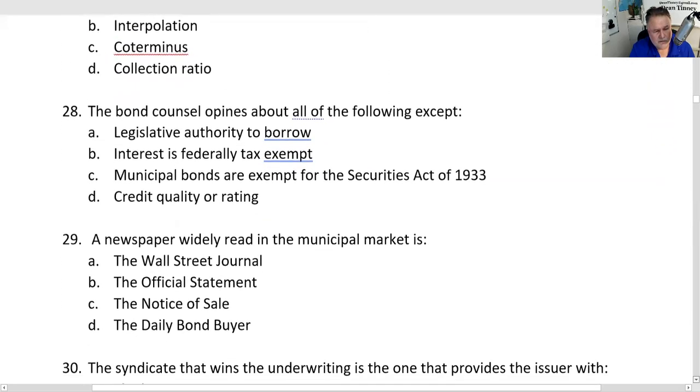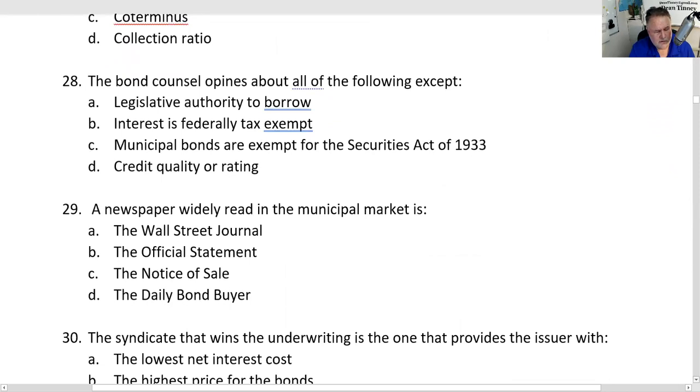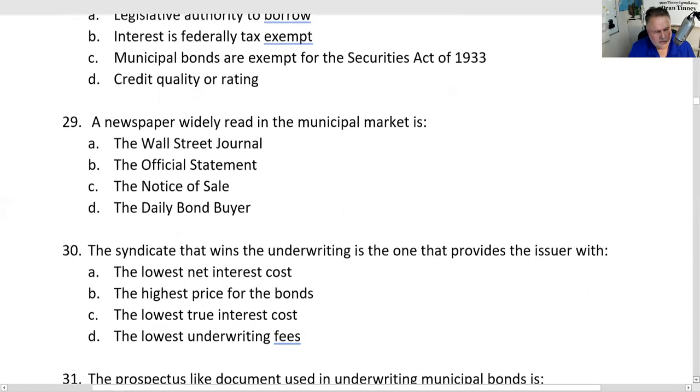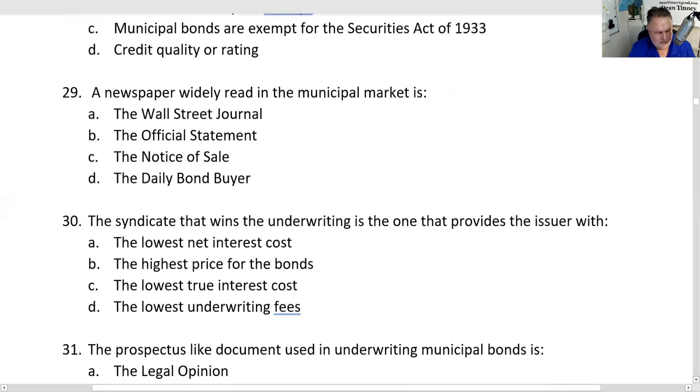I just had a recent debrief where the guy got a question about a bond counsel. He got asked about who is the one who does it. And it's the issuer. But the bond counsel is going to provide a legal opinion. And what he's going to opine about is that the municipality has the legislative authority to borrow the money, that the interest is federally tax exempt, and that the muni bonds are exempt from '33. And D, no, credit quality or rating, that's not the bond counsel. That would be Standard & Poor's. That would be Moody's. Daily Bond Buyer, another one that used to show up. Nobody's told me they've seen it in a long time, but it's D as in dog.